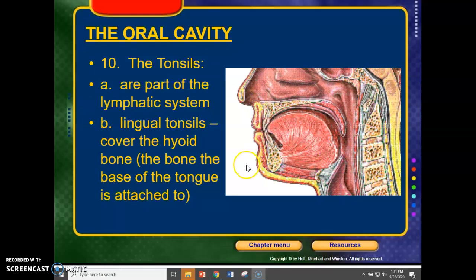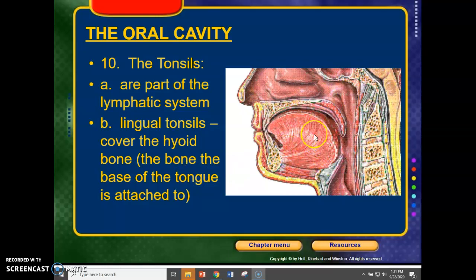Now let's talk about another thing that's in the oral cavity, tonsils. Tonsils are part of your lymphatic system. They help with immunity, and you don't have to have them, but they're good to have because they help with the immune system. Some people have them taken out because they swell a lot and cause a lot of pain. So there are three sets of tonsils in your mouth. The first are called the lingual tonsils. Now, if you remember, lingual means tongue, so these tonsils are associated with the tongue. They cover a bone called the hyoid bone, which is the bone that your tongue attaches to down at the base.